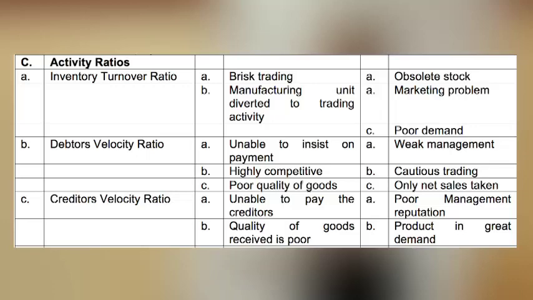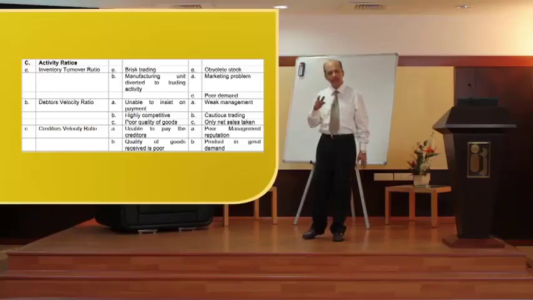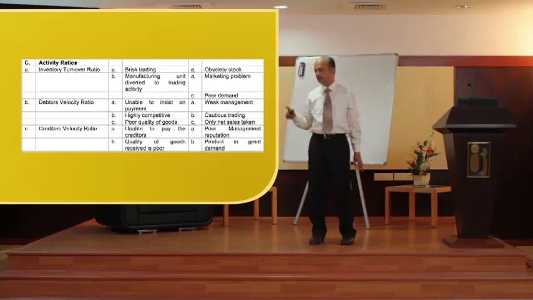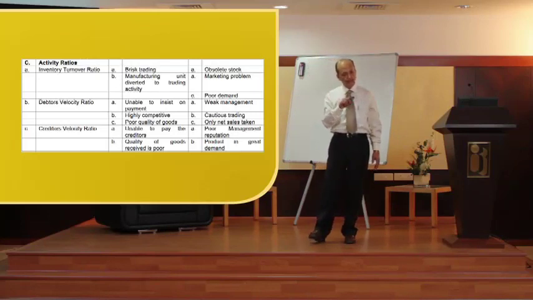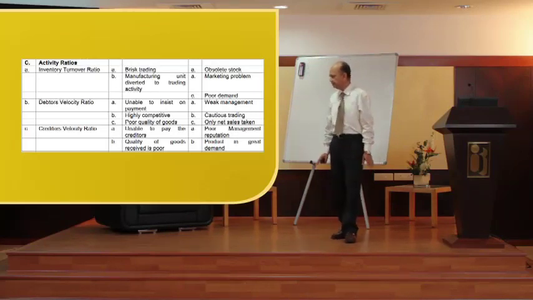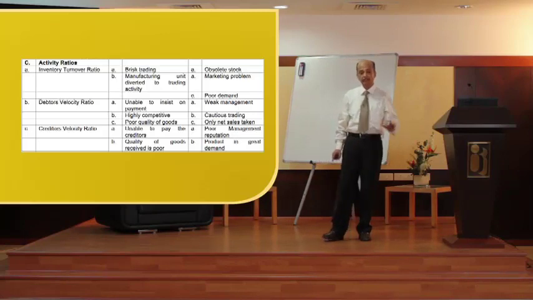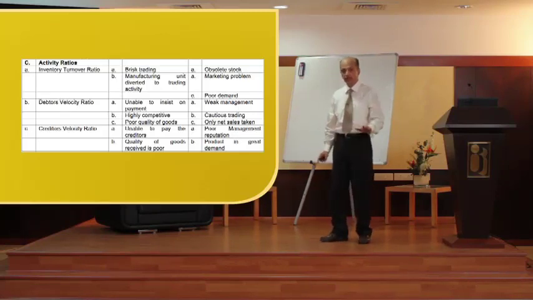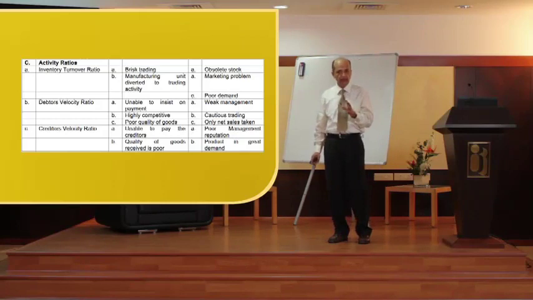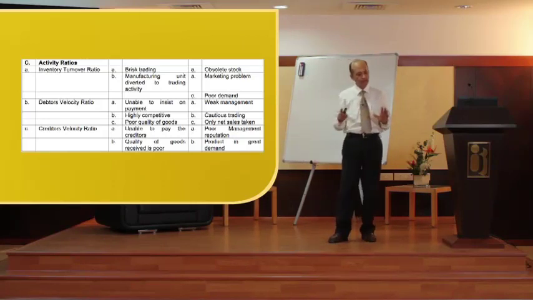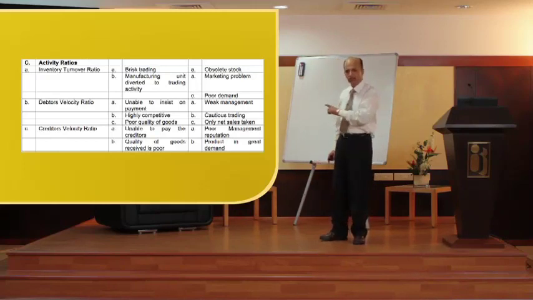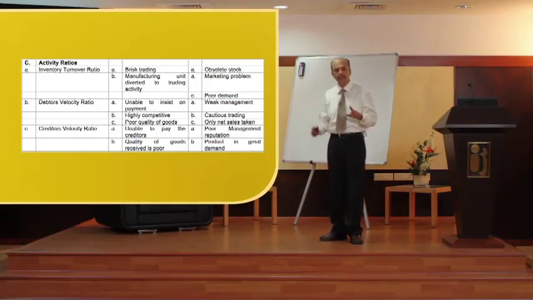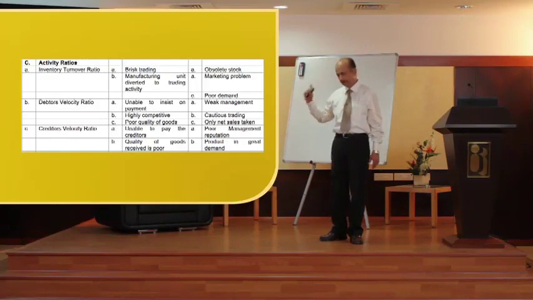Then creditors, the same way. If the creditors velocity ratio is high, it means the unit is unable to pay the creditors. That is also not a good sign so far as a banker is concerned. Then the quality of the goods received is poor, because if the goods received are not up to the mark, naturally the payments will be held up. That may be one of the reasons for this higher ratio.